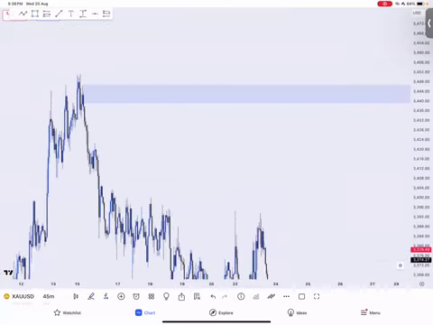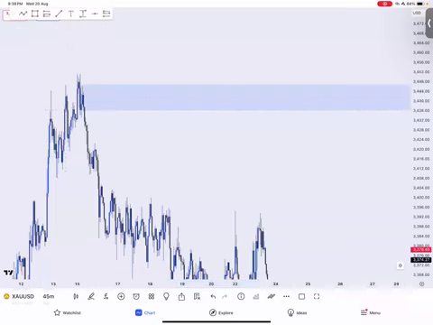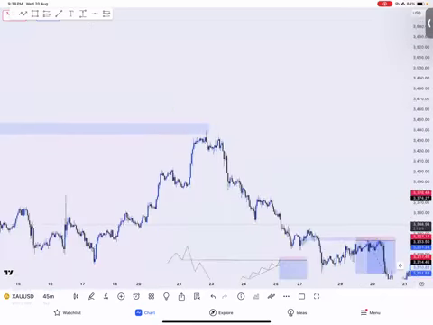Yeah, this level, this breaker block here. But this is a double breaker structure. It took this low out and then this low. Then this weak low is our inducement, and price triggered this breaker block here. Our market triggered this zone for the reversal.